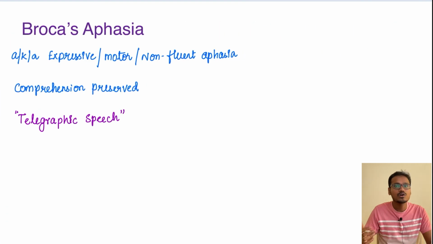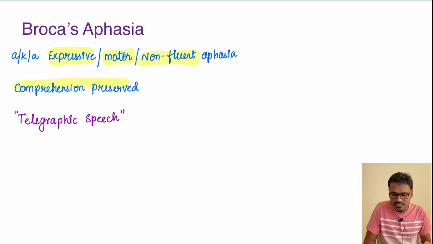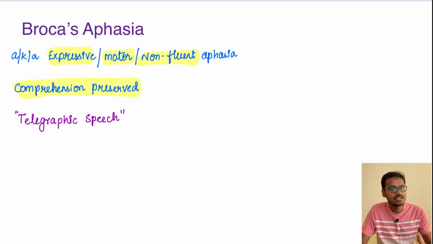Now coming to the Broca's aphasia, it is just the opposite of Wernicke's aphasia. Here the person is not able to express, that's why it's called expressive aphasia, motor aphasia or non-fluent aphasia. Here the comprehension will be completely intact because my Wernicke's is intact. So if I ask you some question, you will be able to understand the question, but will you be able to respond to it properly? No. Why? Because your Broca's area is affected.